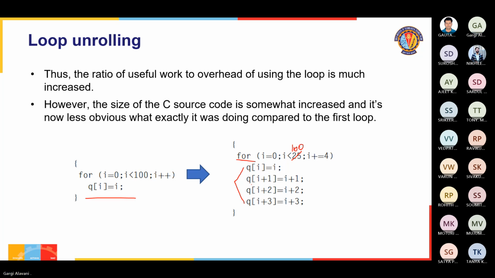Ma'am, this i should be 25 here, no? Why is it 100? Which i? On the right hand side, i should be less than 25, because in one iteration we are calculating 4 cubes, so we just need 100. No, but you are incrementing by 4 every time, no? Okay, got it. Yes.